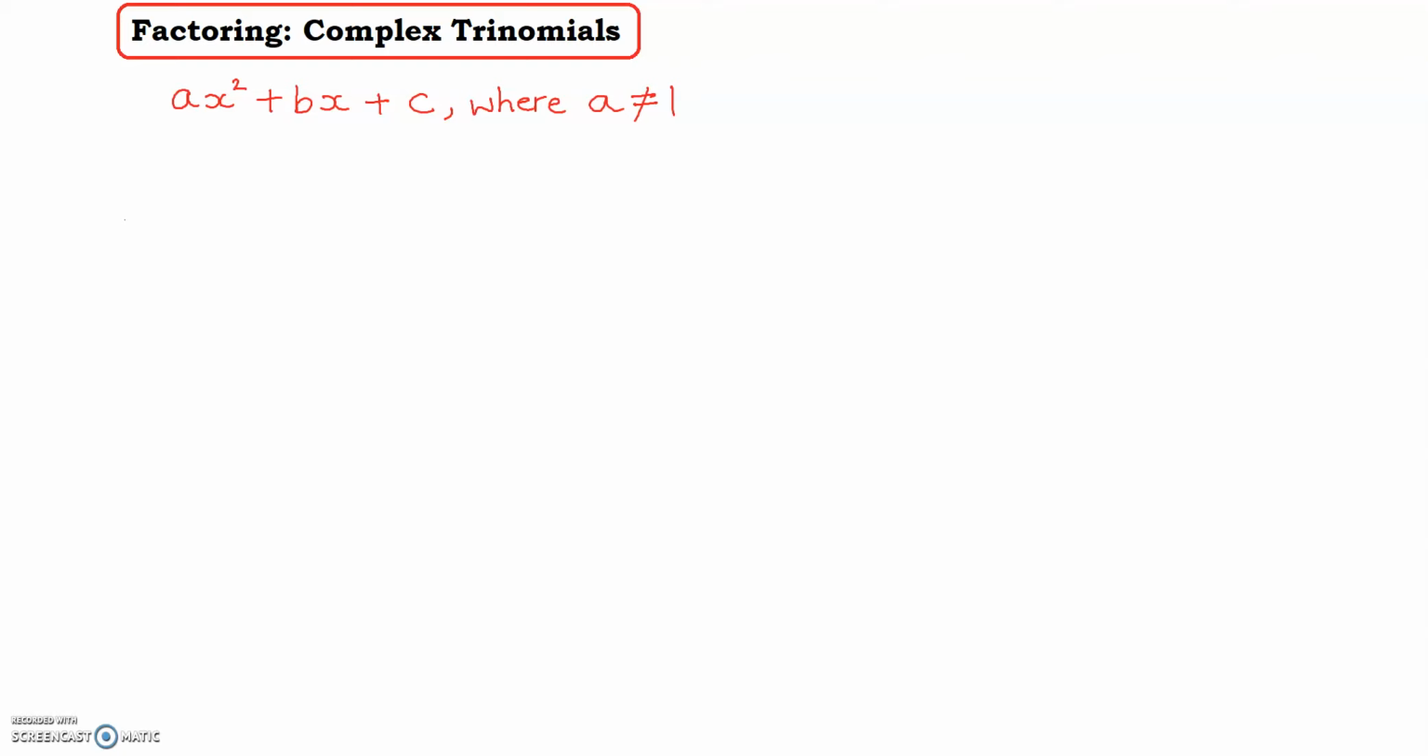Factoring complex trinomials. Trinomials means with three terms. So the complex trinomial is a trinomial of the form ax squared plus bx plus c, where a is not equal to 1. Let's look at the example. So the example is 3x squared plus 14x plus 8, where a is equal to 3, b is 14, and c is 8.